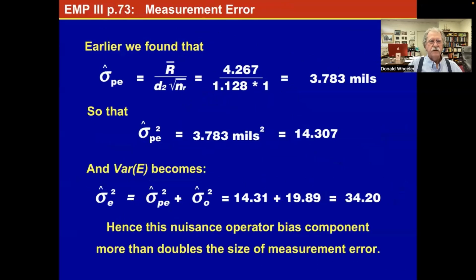Earlier, we found sigma PE was 3.8 mils. So sigma PE hat squared is 14.3. So sigma E hat squared is sigma PE hat squared plus sigma O hat squared. So that's 14.31 plus 19.89, 34.2. And this nuisance operator bias component more than doubles the size of measurement error.